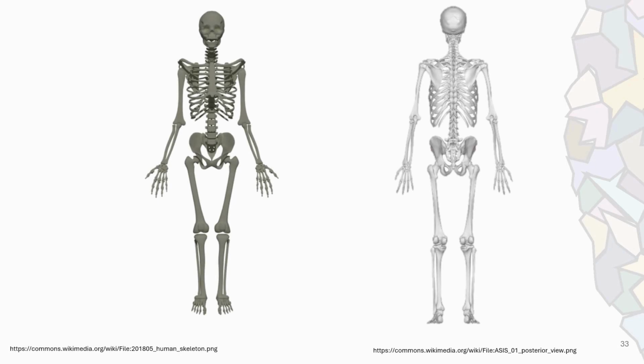Here is a nice view of the skeletal system. The picture on the left is an anterior view, and the picture on the right is a posterior view. Some bones you're going to be able to see in both views, and some you can really only see from one direction or the other. So let's take a look.